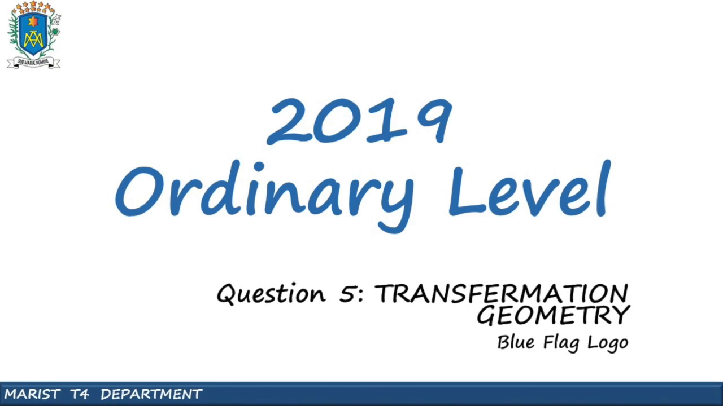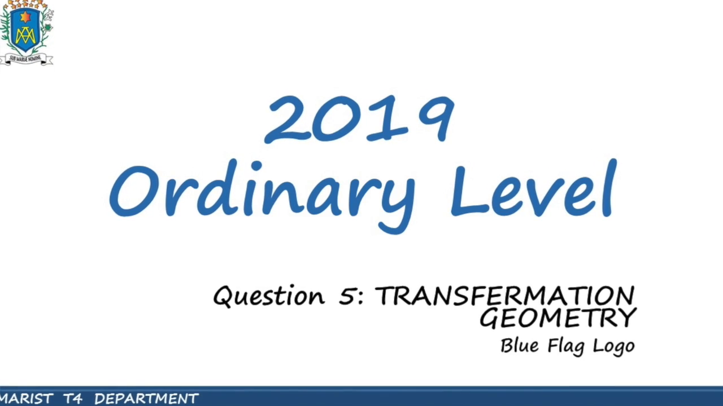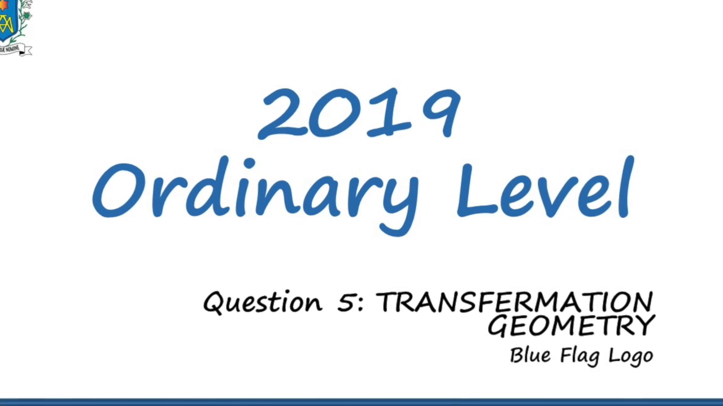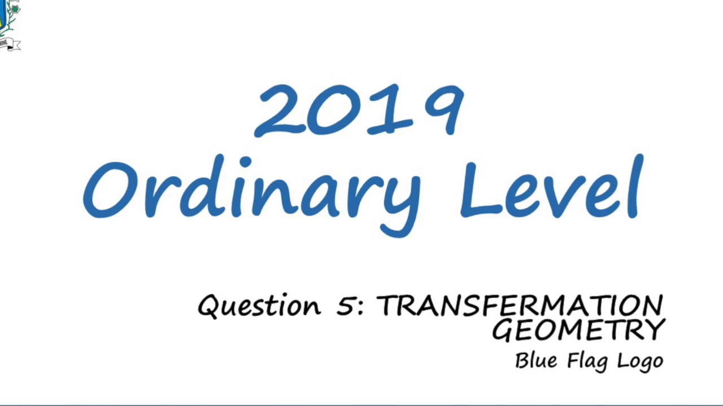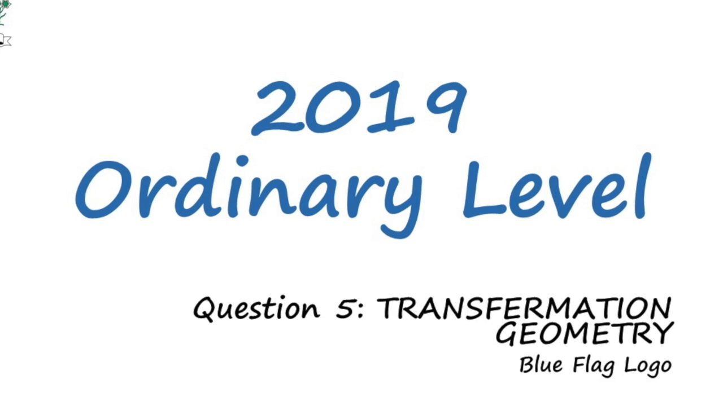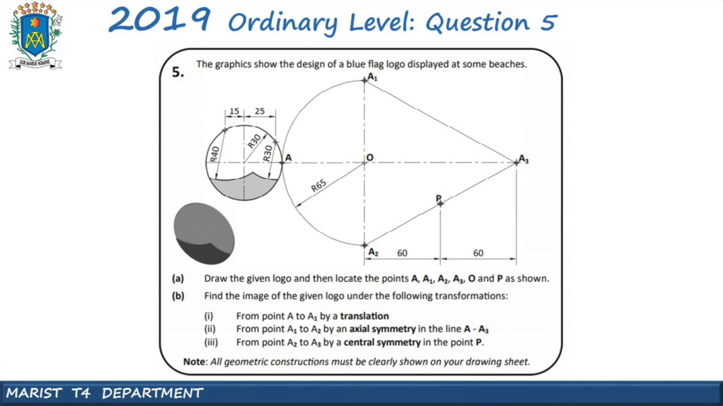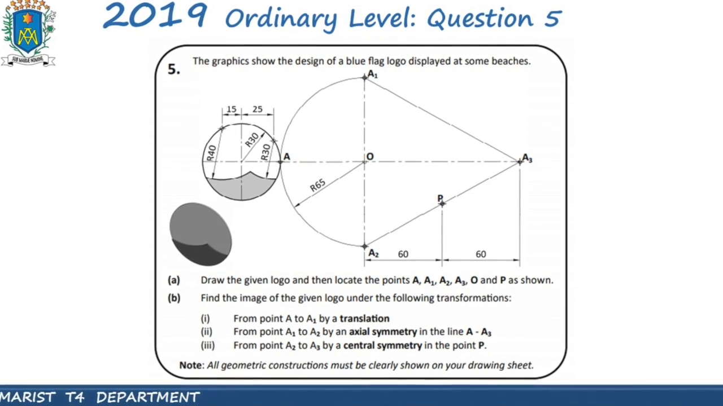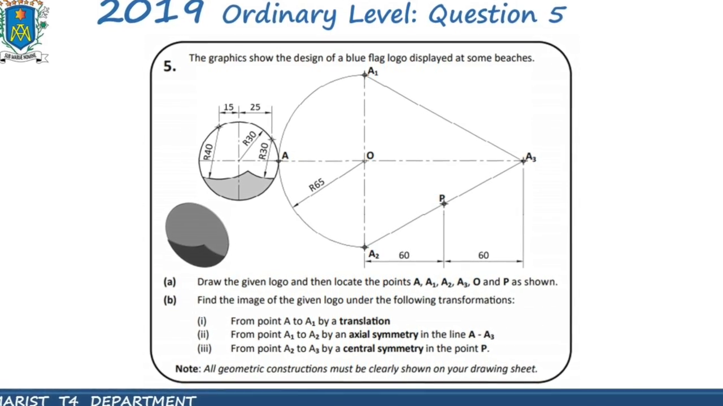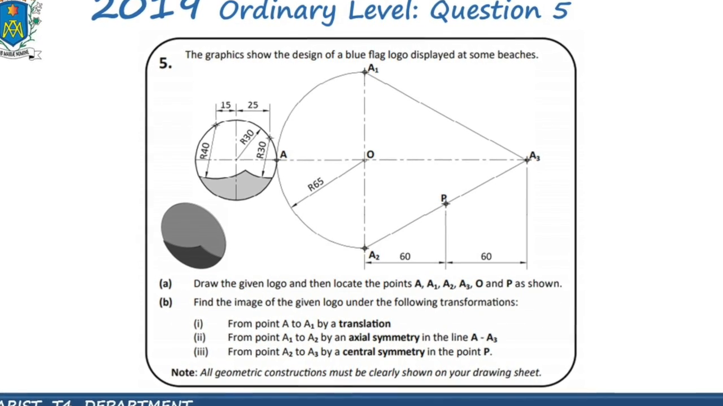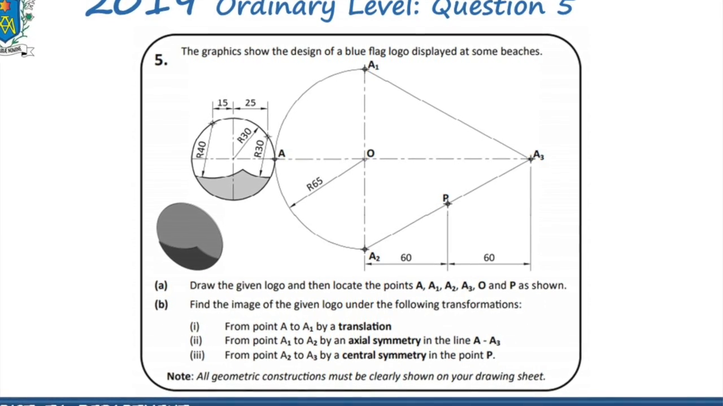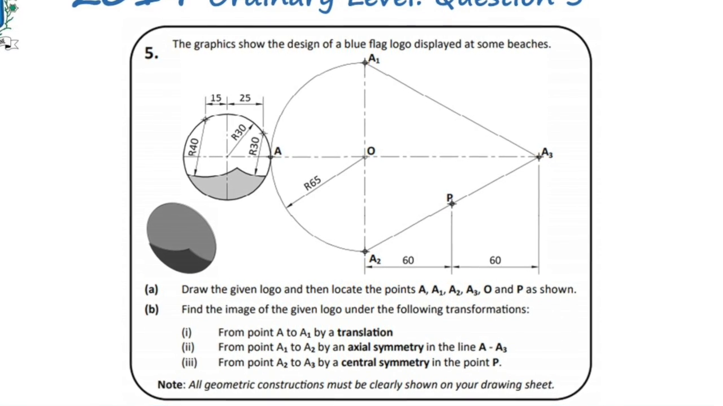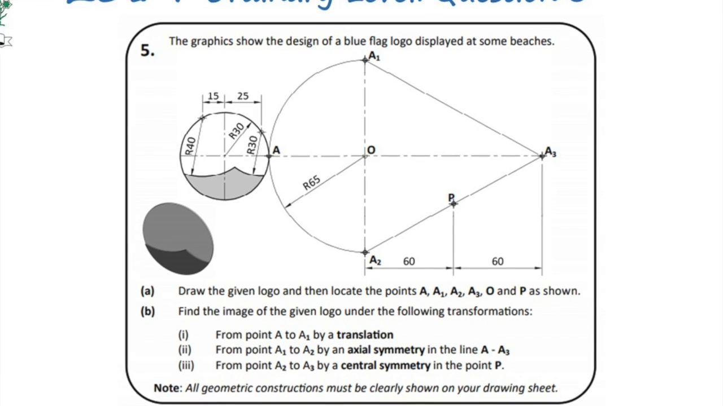Hi all, in this video we're going to be looking at the Technical Graphics Ordinary Level 2019 question 5. This is a transformation geometry question that comes up every year. This year's question is the design of a blue flag logo that will be displayed at some beaches. We can see the logo on the left hand side, and then we have the area of how we want to translate and move this object around.